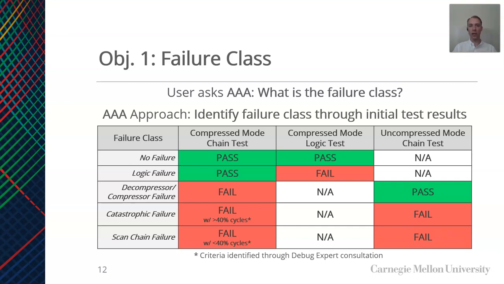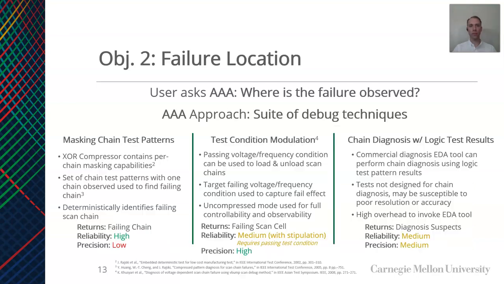To make this classification, debug experts will perform a manual check of the fail log in the compressed mode chain test to determine if approximately half of the early test cycles are failing. To replicate this, AAA counts the number of early fail cycles per pin and returns a catastrophic failure class if more than 40% of those cycles are found to fail, and a scan chain failure class otherwise.